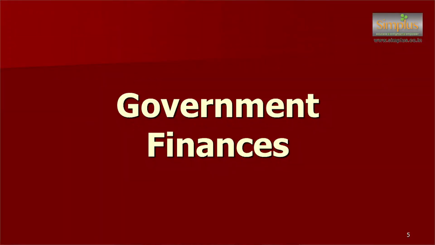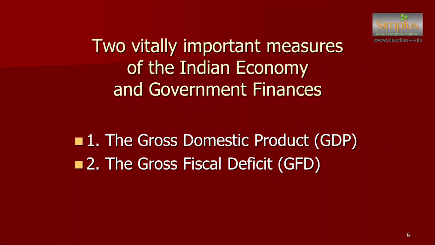Now, going into the first part of the budget, which is the finances of the government. To understand the budget, there are two important measures that we must comprehend or take into account, because they tell us quite a bit about the budget. The first is the gross domestic product, or the GDP, and the second is the gross fiscal deficit, or simply called the fiscal deficit.